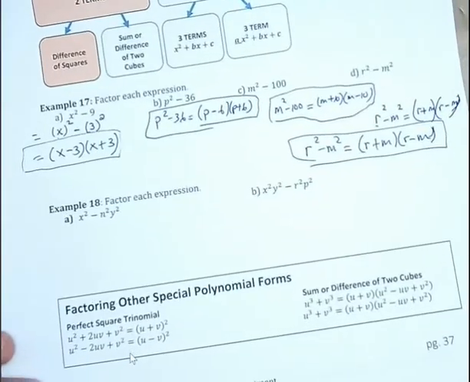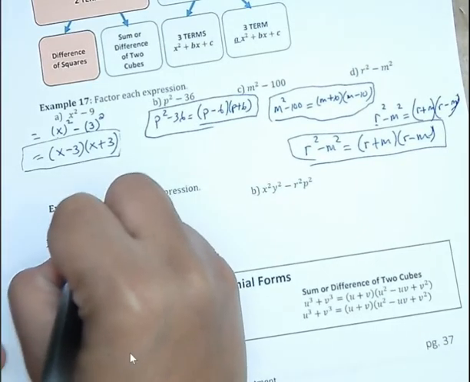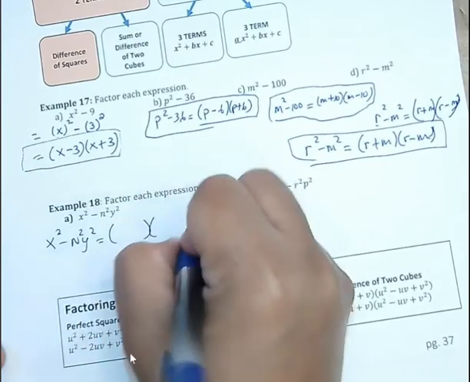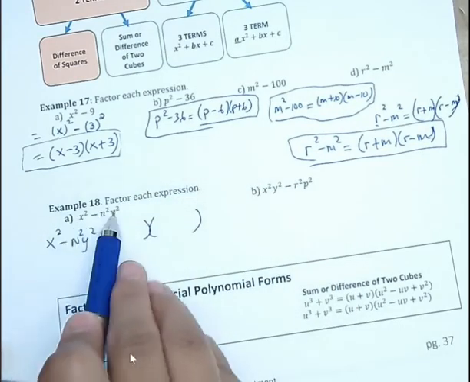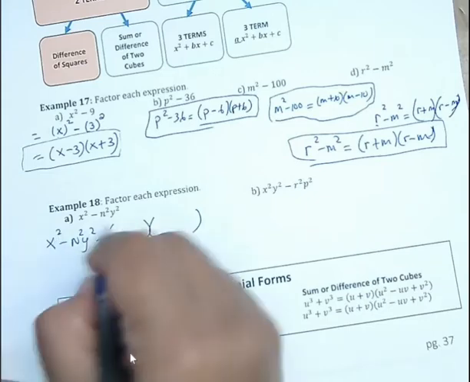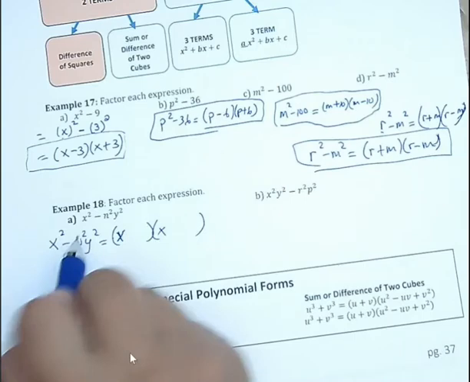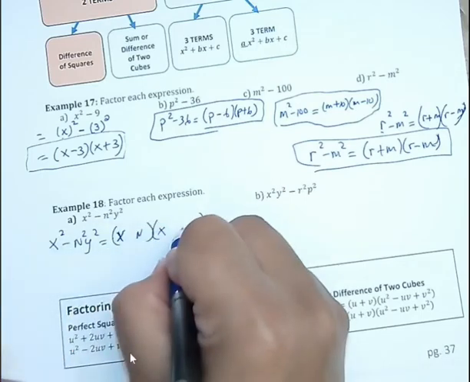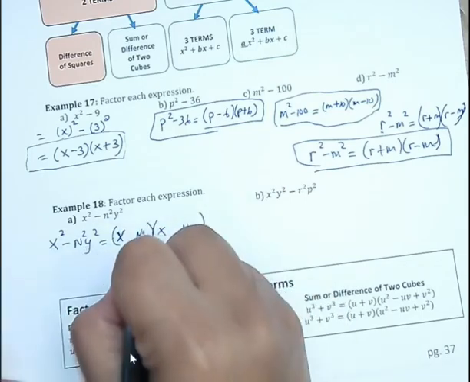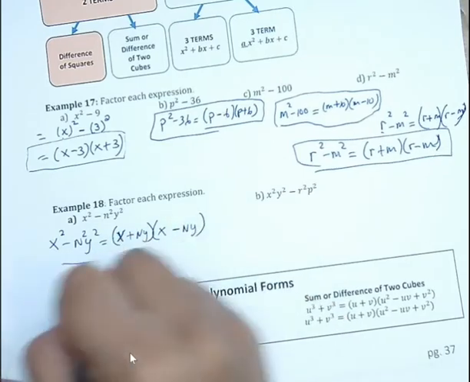Okay, let's try a couple more. So here we have x squared minus n squared y squared. These are perfect squares. How do we know? It has two terms and all the terms are squared. So in order to get an x squared, I need to multiply x times x. In order to get an n squared, I would have to multiply n times n, and y squared would be a y times y. One is positive, one is negative.